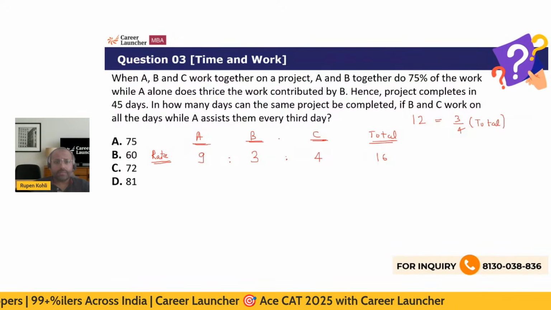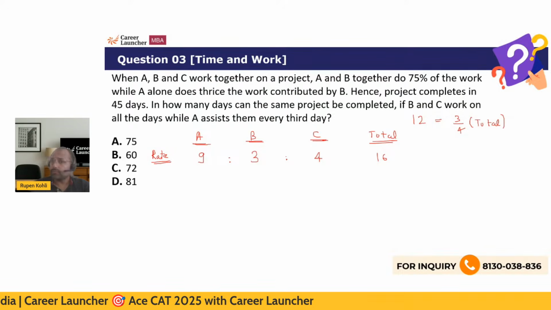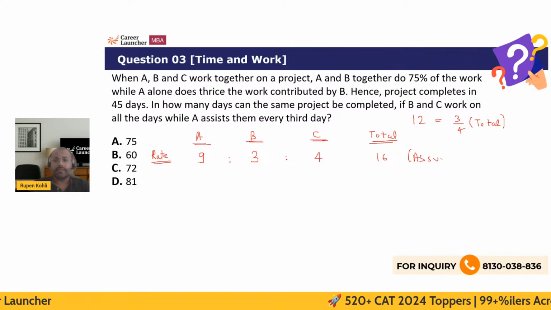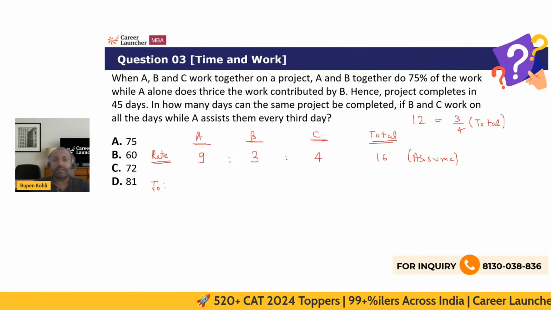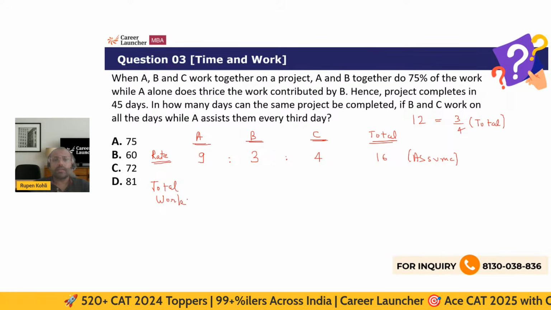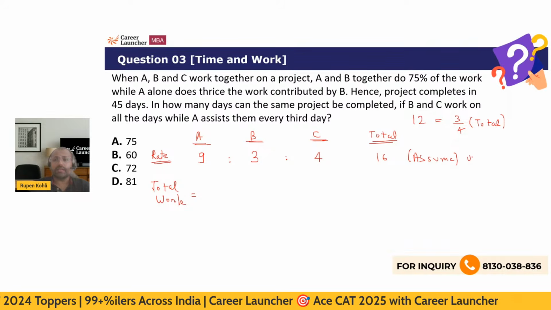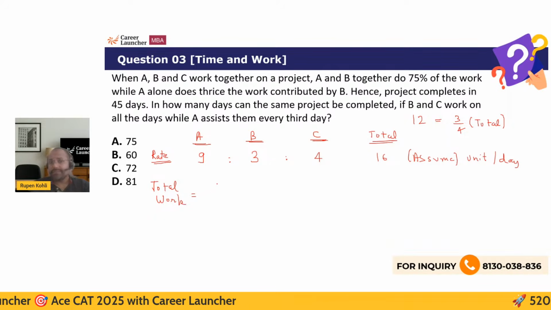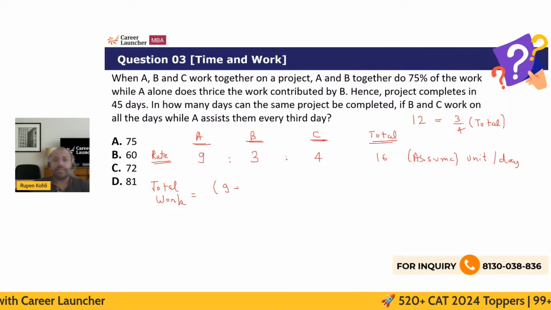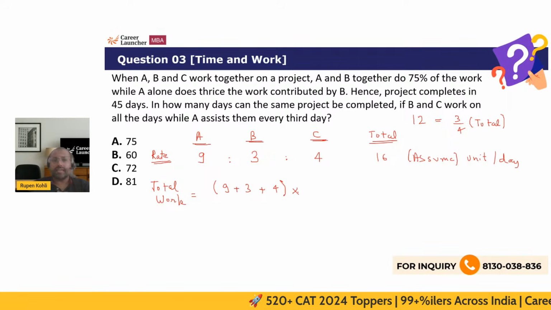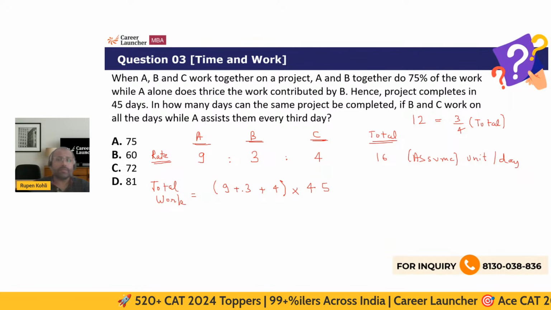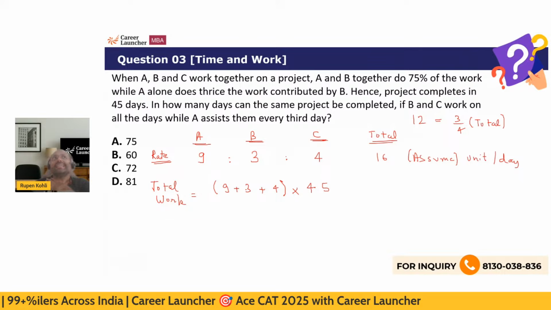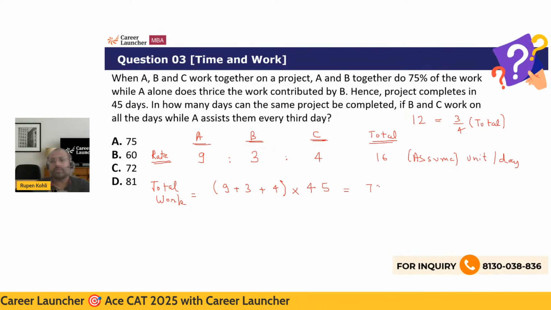So let me define this as the work rate itself: 9 units, 3 units, and 4 units, respectively, for ABC. If I assume these values themselves to be the work rate, then my total work gets defined such that I know that this work is now done in 45 days. I've assumed the work rate in terms of number of units of work done per day. So work is rate into time. Rate is the combined rate of ABC, which is 9 plus 3 plus 4, into the time, which is 45 days. So 9 plus 3, 12, plus 4, 16. 16 into 45. 16 into 2, 90. 90 into 8, 720. So this is 720 units of work.